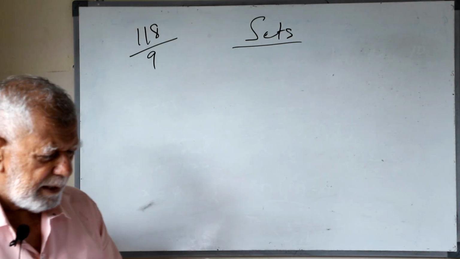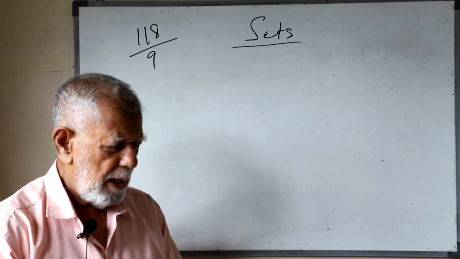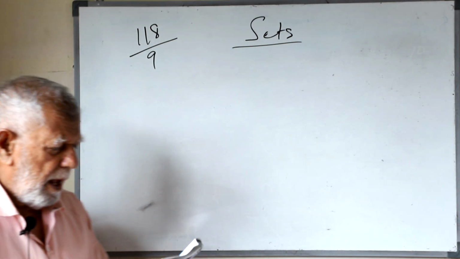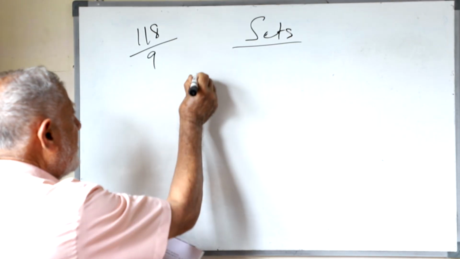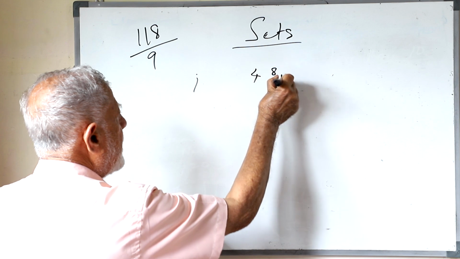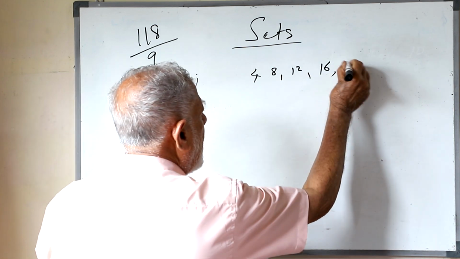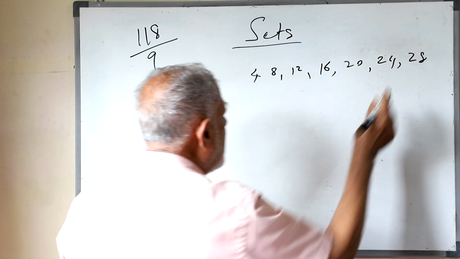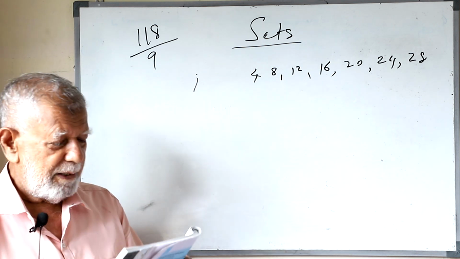Now we will go to the review exercise in the book, and we will go through the exercises. First one is, determine whether each of the following collections is a set. Multiples of 4 between 0 and 30. We can immediately identify the elements: 4, 8, 12, 16, 20, 24, 28. These are the elements of multiples of 4 between 0 and 30. So definitely we can say it is a set.